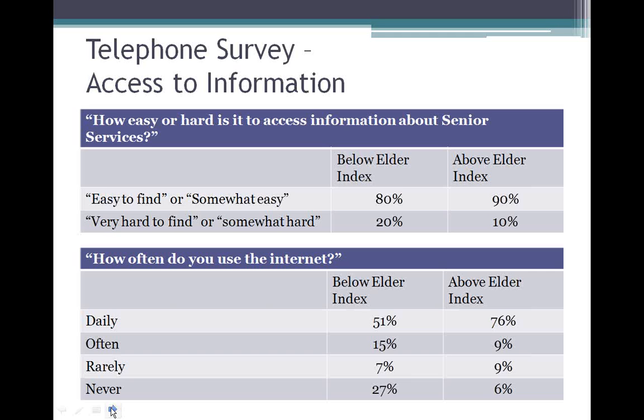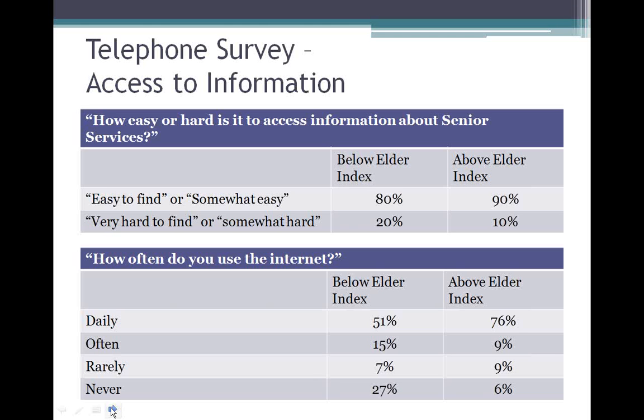However, if you look at that top section there, twice as many seniors falling below the Elder Index found information very hard to find or somewhat hard to find. So 20% of those below the Elder Index believed it was hard to find, as compared with 10% of those above the Elder Index.